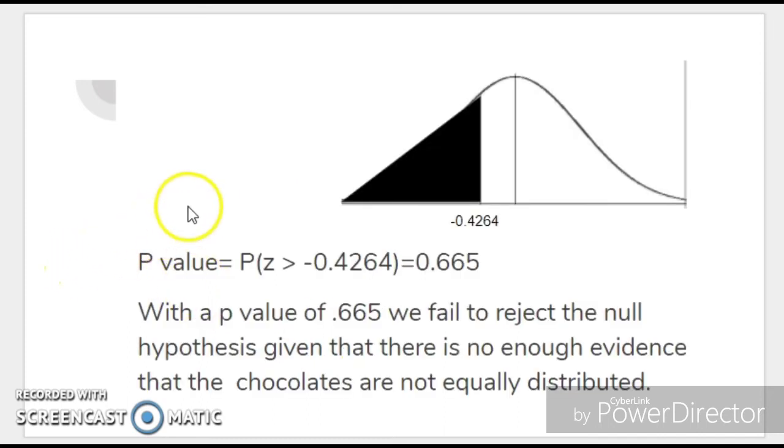So we did the calculation and we have a p-value of 0.665. With a p-value of 0.665, we fail to reject the null hypothesis, given that there is not enough evidence that the chocolates are not equally distributed.